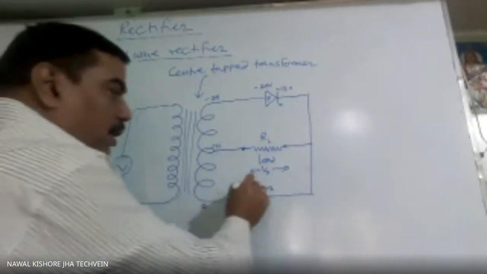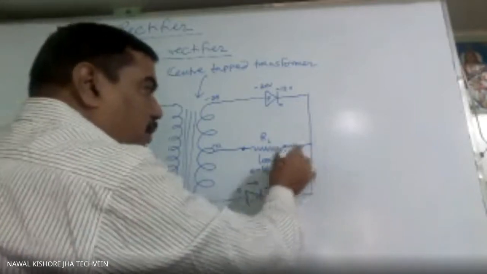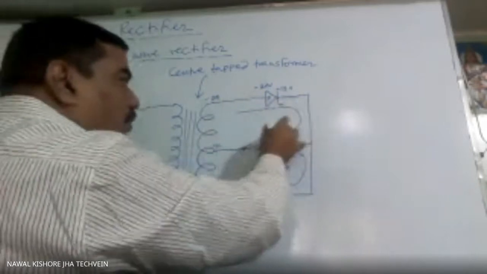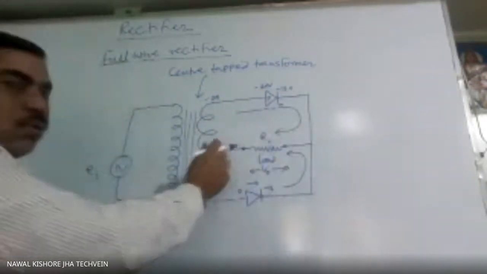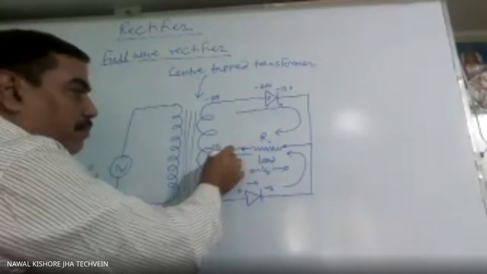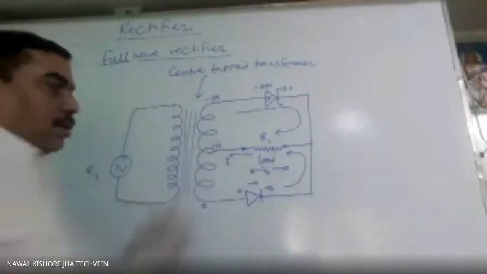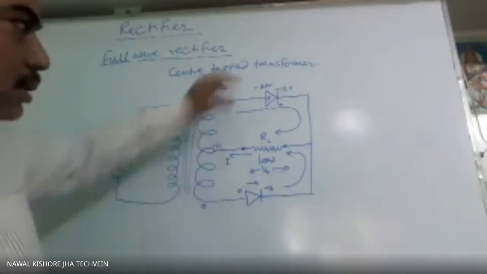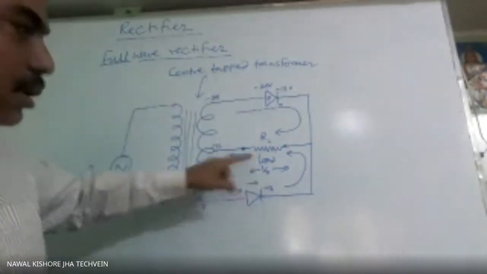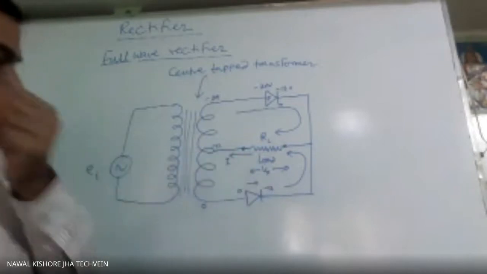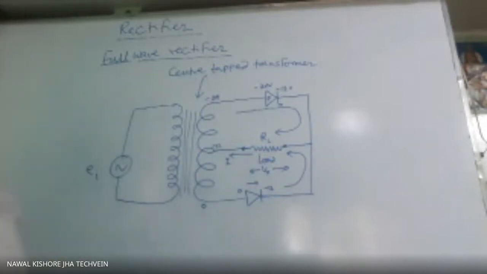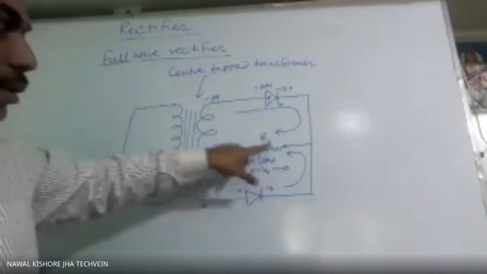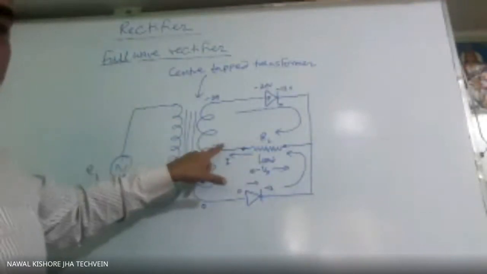So when this will conduct, the direction of current is in this way. When this will conduct, the direction of current is this way. So through this load, current will flow in the same direction. Direction of current is not changing. Whether this diode is conducting or this diode is conducting, the direction of current in this load is the same. So in this case, we are getting current throughout the time.